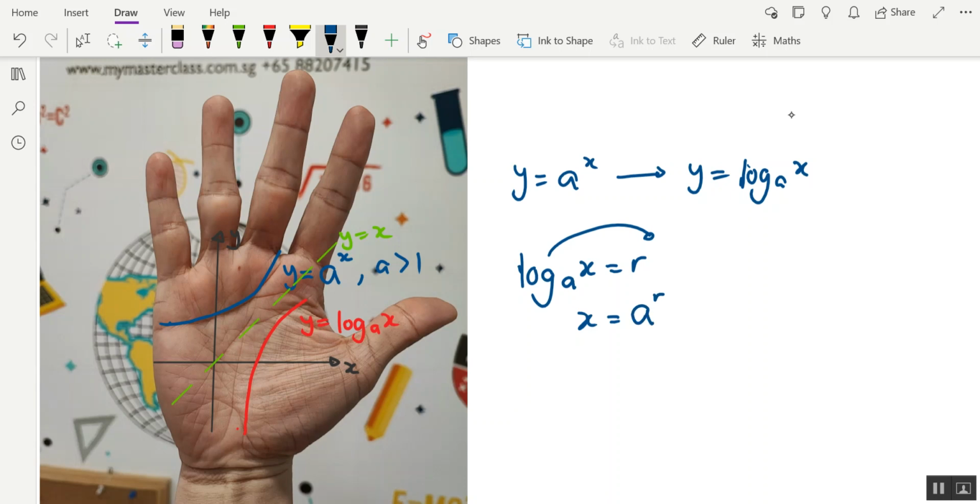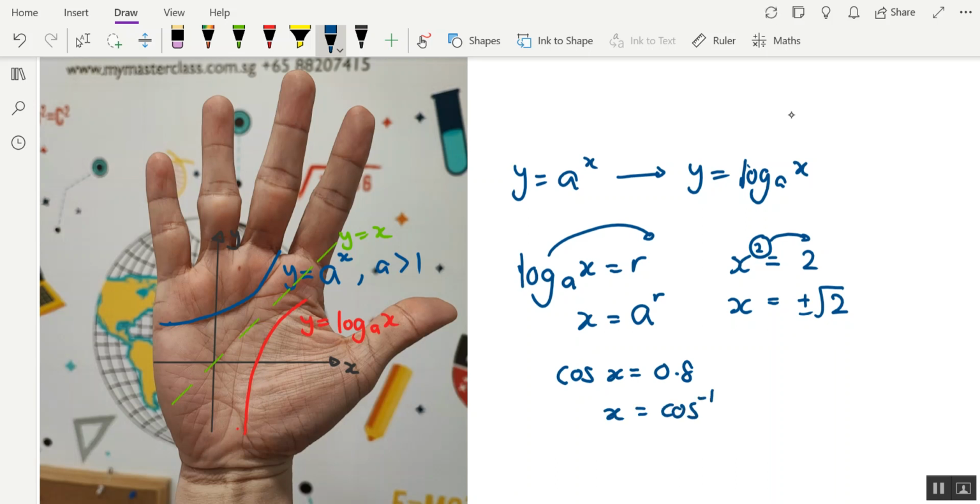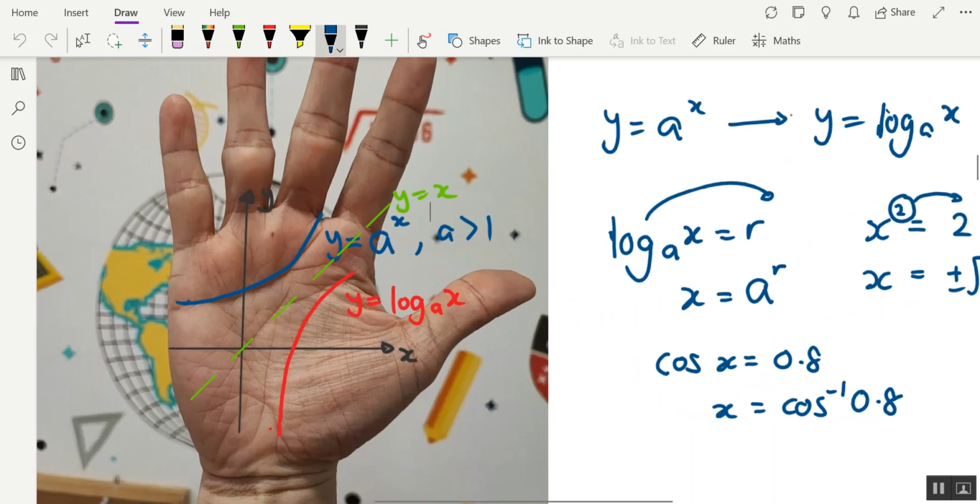Understanding the inverse is like if I have x squared equals to 2, then x equals to, the inverse of squaring is square root. If I have cosine x equals to 0.8, then x is equal to inverse cosine 0.8. So this is called the inverse. A log is the inverse of exponential, and exponential is also an inverse of log. So the reflection is on y equals to x.